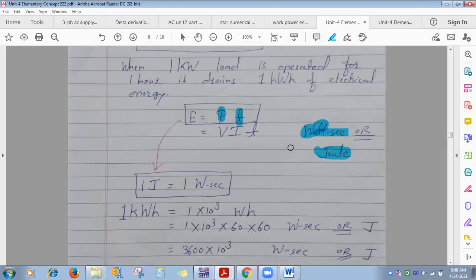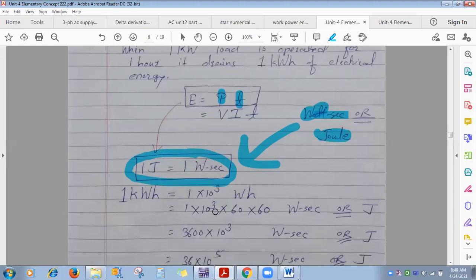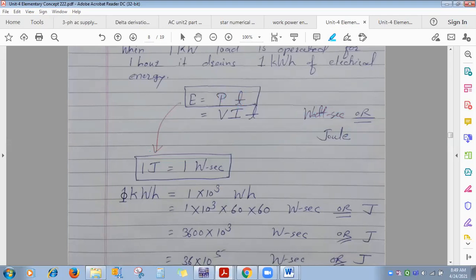So the unit for energy is watt second or joule. What is the conclusion here? 1 joule is equal to 1 watt second. Everyone keep this formula in your mind. Most of the time you have to use this relationship. It is required to simplify the calculations. 1 joule is equal to 1 watt second, so you can convert it into kilowatt hour.